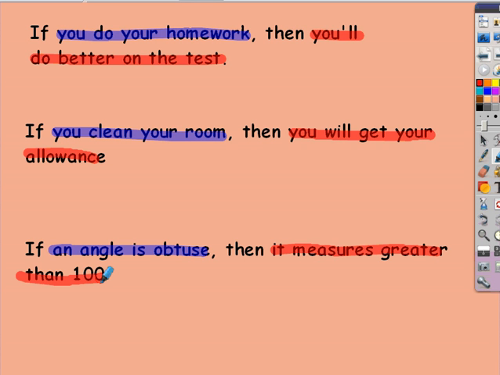Doesn't necessarily have to be first and second. It's always the words if and then that we're concerned about. If hypothesis, then conclusion.